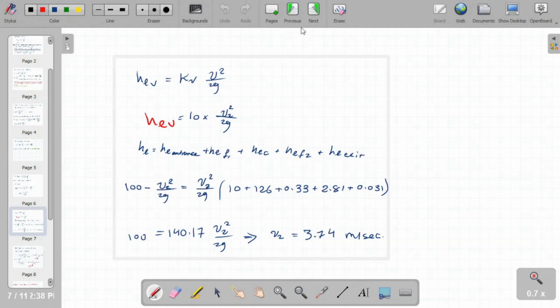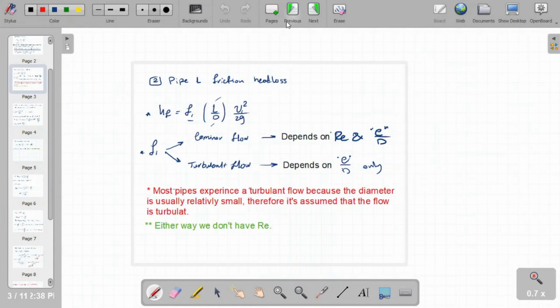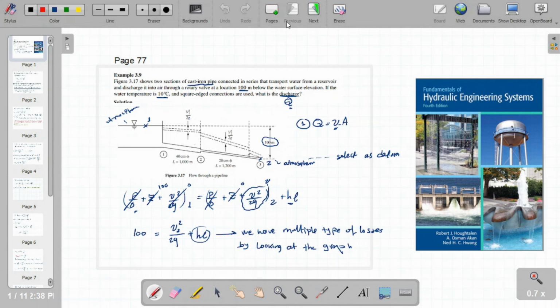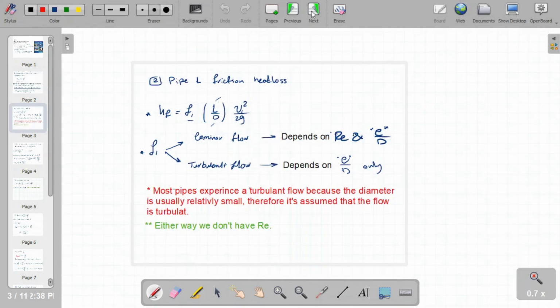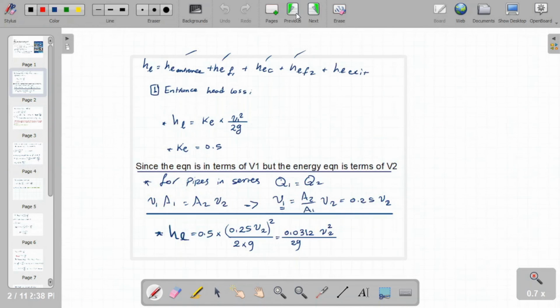So that's it. I found this example to be a little bit confusing if you're just starting out with hydraulic engineering systems. And it has a very large room for errors in calculations, because you're going to have to do a lot of calculations, and that can cause some error.